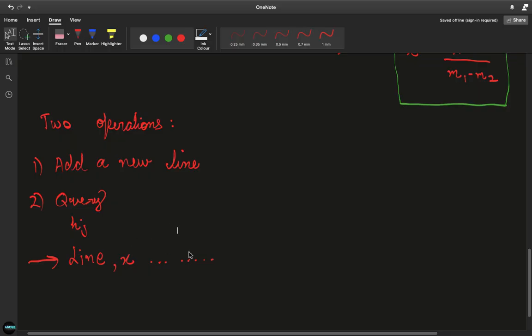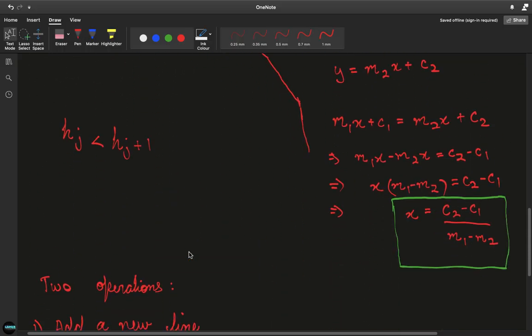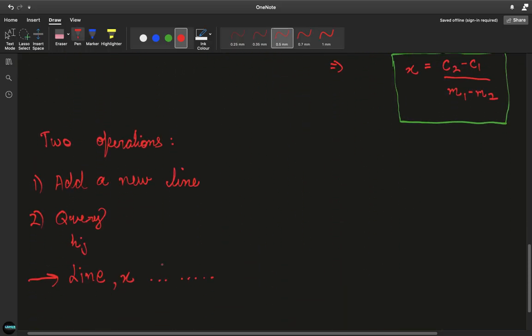Okay, now this problem will fall under the first case where our query values are monotonic. So let's not worry about the second case for now. We'll take a look at the third case a bit later.